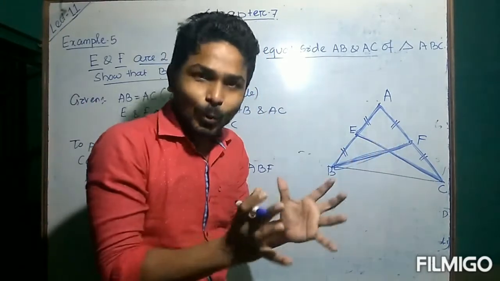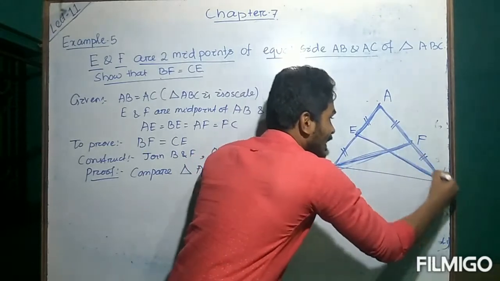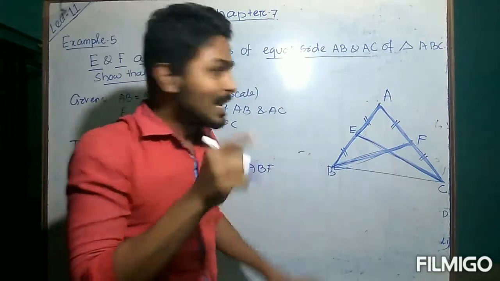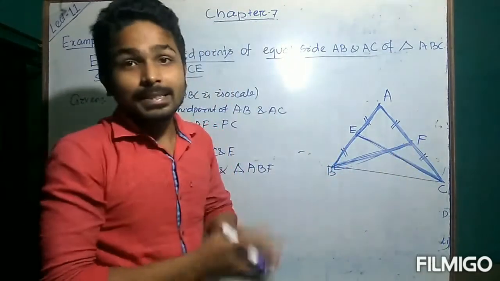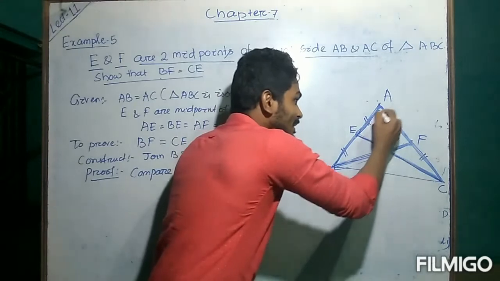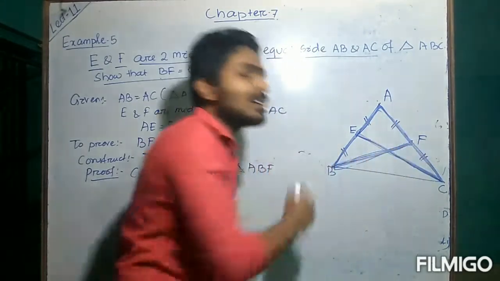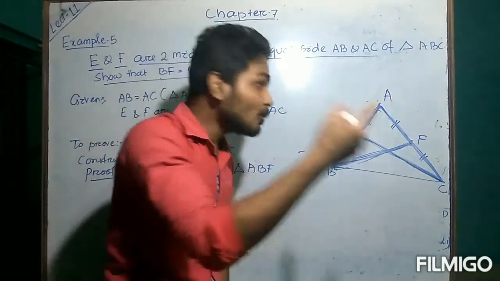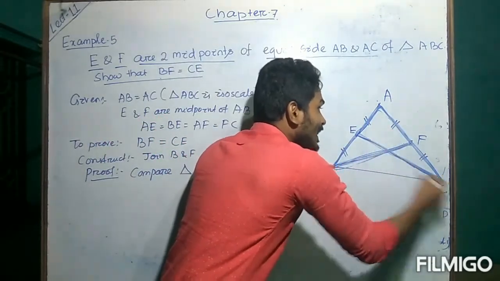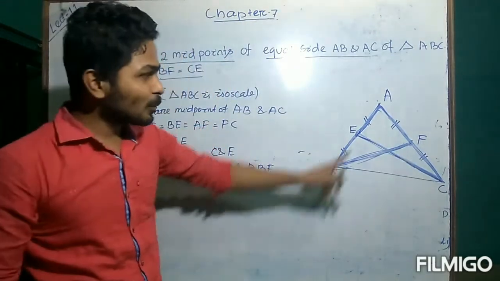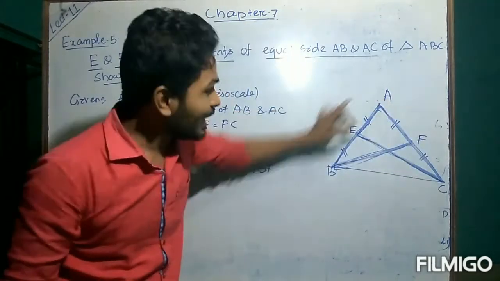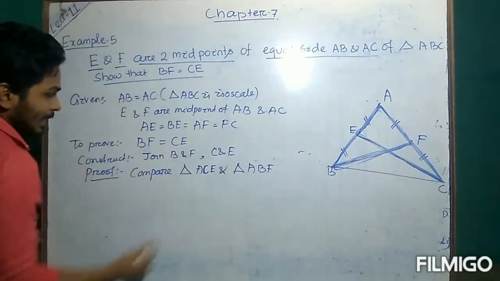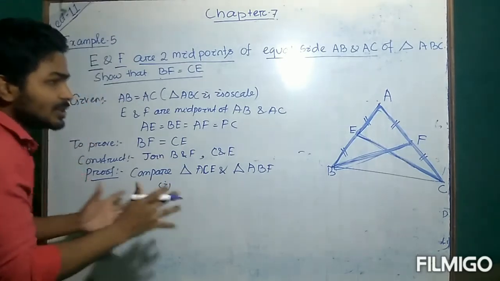Now, if we can show that this triangle is congruent to this triangle, then we can say that their sides are also equal. CPCT. If we can prove that this small triangle is congruent to this small triangle, then we can prove that BF side of the triangle ABF is equal to the CE side of the triangle ACE. So the ultimate goal is to prove that this small triangle is congruent to this small triangle. That is why we have to compare these two triangles. Okay. So let us find their conditions.